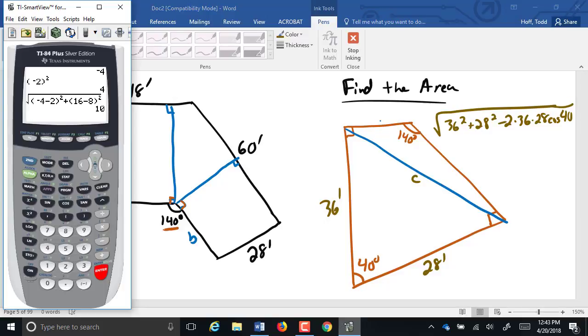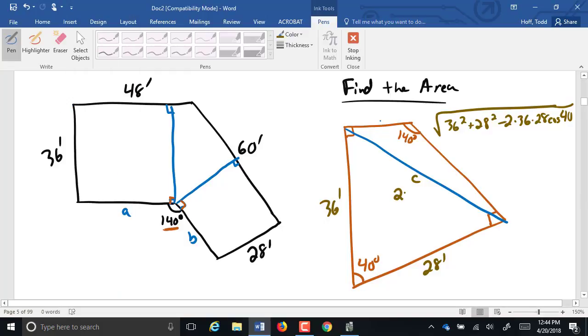Perfect. Notice I put the square root over it just so I don't have to do it later. So 36 squared plus 28 squared minus 2 times 36 times 28 times cosine of 40 degrees. 23.14 feet. Does that look right to you guys? It is probably this. We don't know for sure if it's the smallest angle, but it probably is. 23.14 feet.